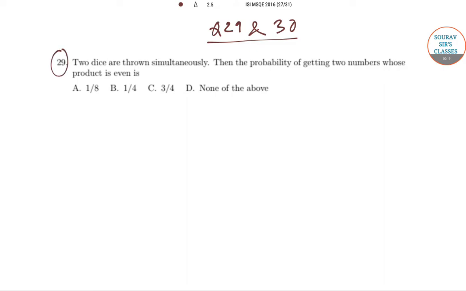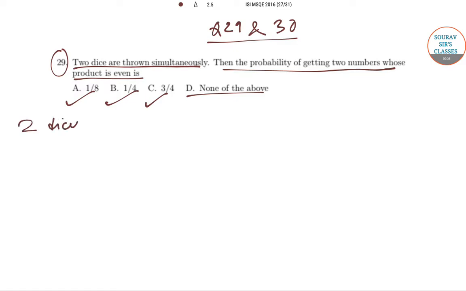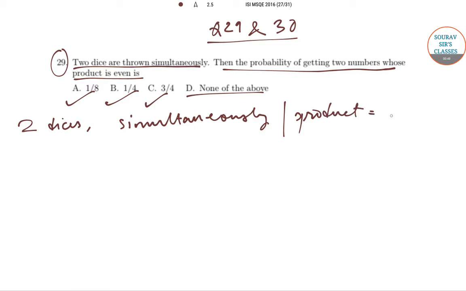In question number 29 it has been said that two dice are thrown simultaneously and then the probability of getting the two numbers whose product is even is given by 1 by 8, 1 by 4, 3 by 4 and none of the above. So the scenario over here is that we have two dice and those are thrown simultaneously. In that case, the product of the values which are got on the two dice should be an even number. That is the criteria that we need to fulfill.